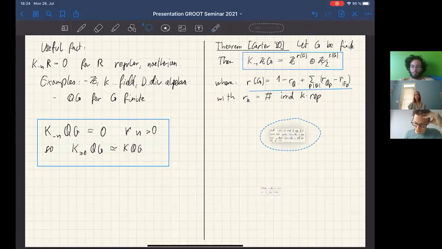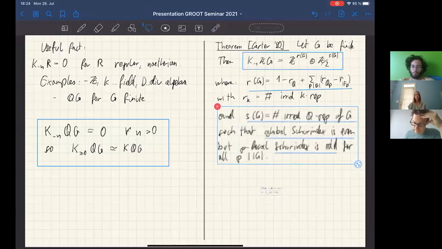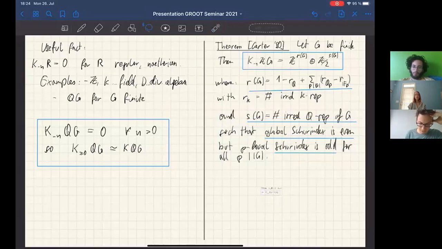And what is more important for the rest of this talk is this coefficient s(G). I won't go precisely into the details because it would require a little more setup. But this is given as the number of irreducible Q-representations that have a global even Schur index. So they behave like quaternion algebras. But if you p-localize, they don't anymore. So the p-local Schur index is odd.